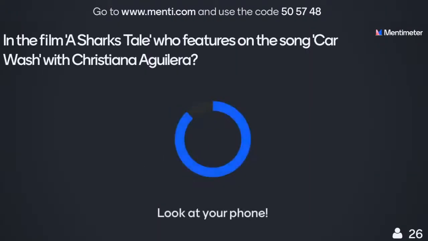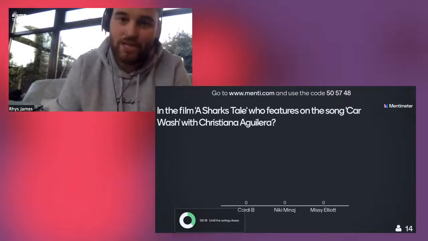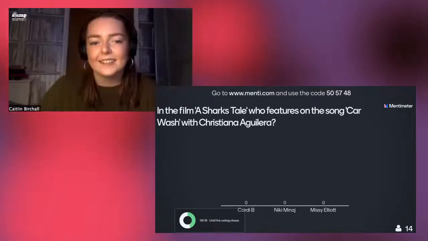Okay, make sure you answer fast to get more points. Susie and Dictionary Corner. In the film Shark Tale, who features on the song Car Wash with Christina Aguilera? At the car wash, yeah. Is it Cardi B, Nicki Minaj, or Missy Elliott?